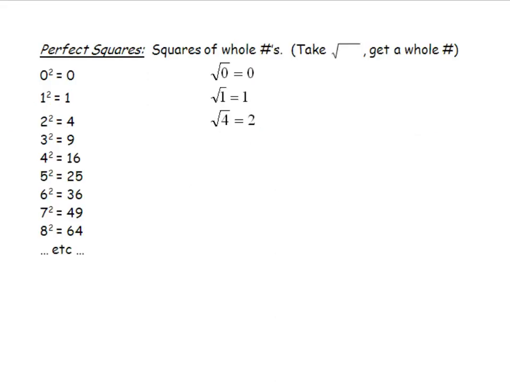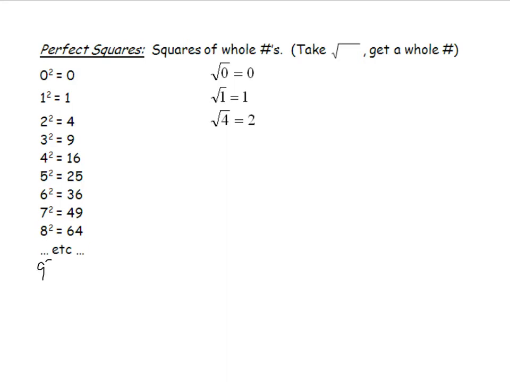Now that leads us to perfect squares. Perfect squares are when you take a square root and you get a whole number out. You've got to know all of these values. You've got to know that 0 squared is 0 and 1 squared is 1 or 5 squared is 25. Make sure you know them all the way up.